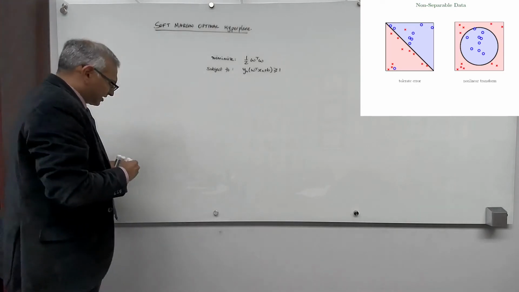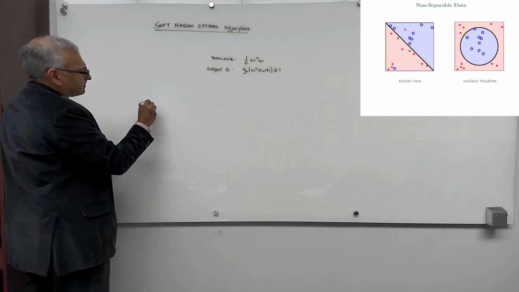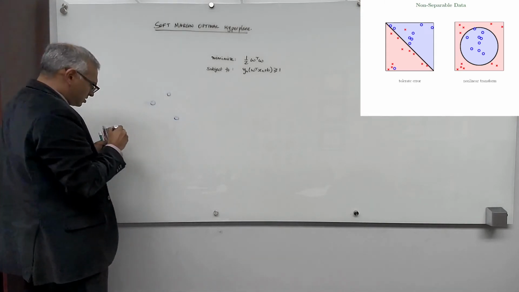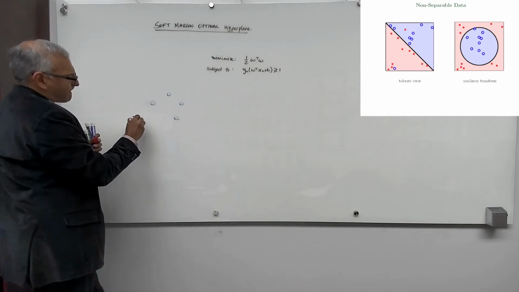Okay, so let me show you what that looks like with some data. So let's say you have some data, some zeros, some blues, and some reds.